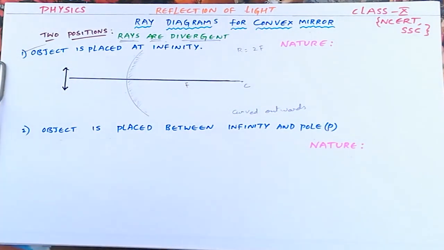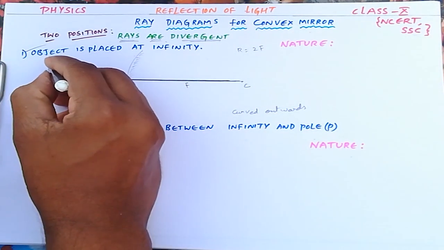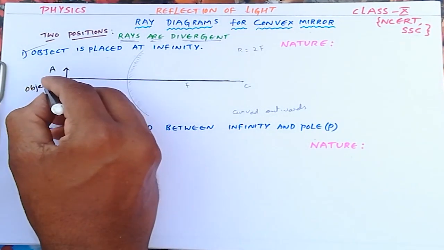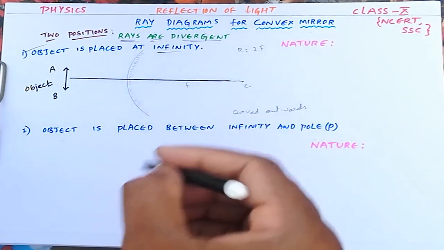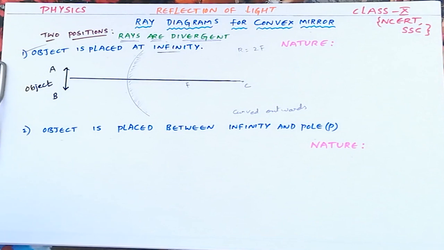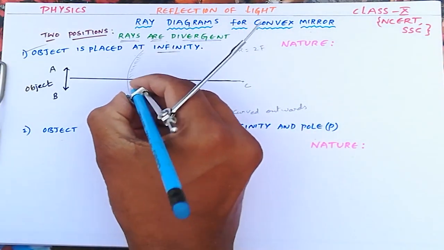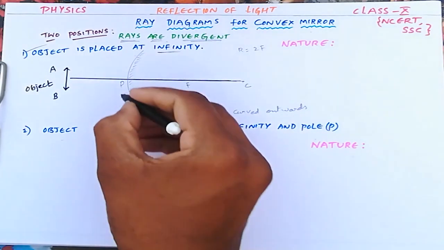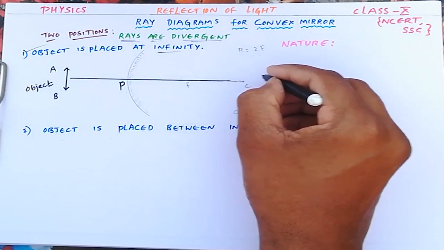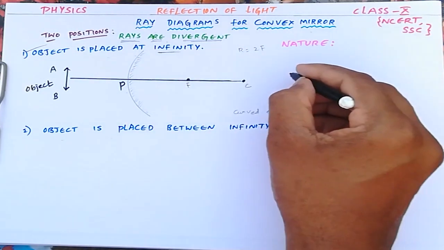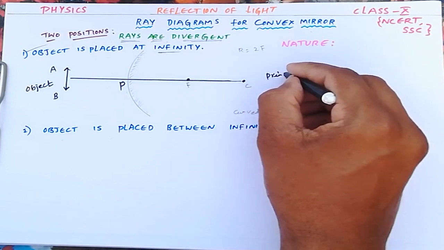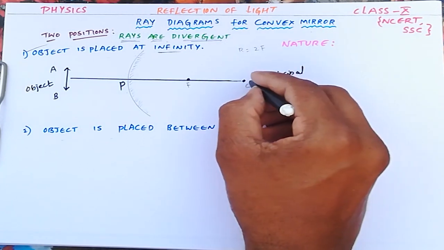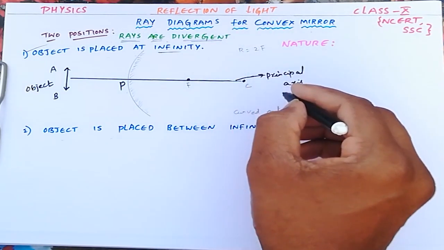So how to draw the ray diagram now? Observe. This is AB, the object, which I placed at infinity position. Now this is the pole, this is the focus, and that line is the principal axis. In the previous video I already explained this terminology.